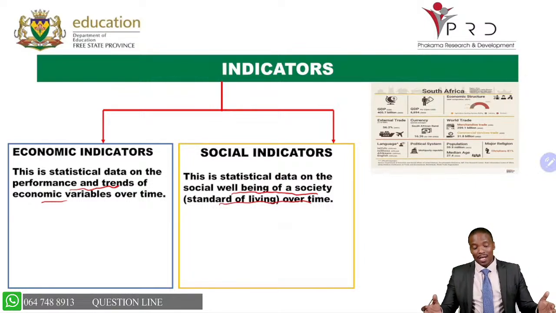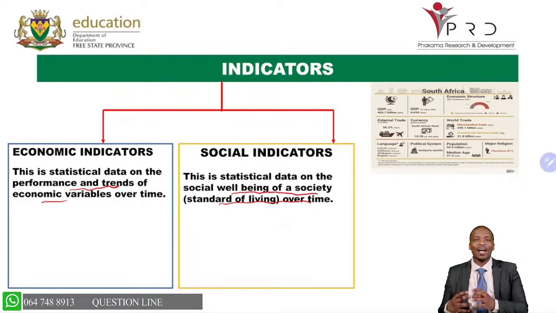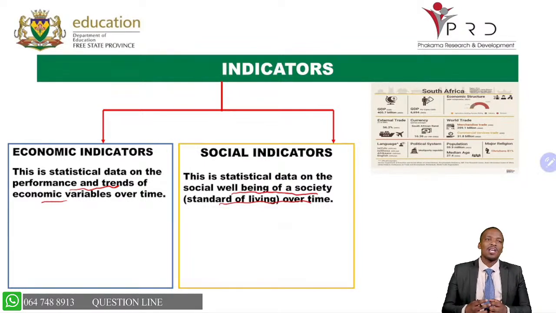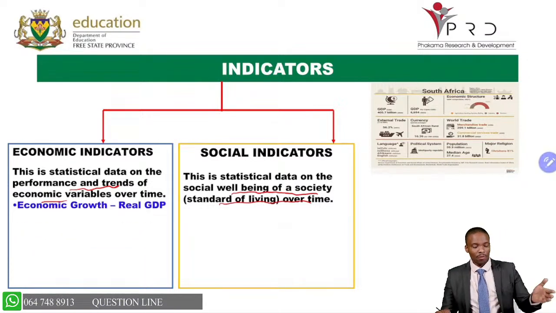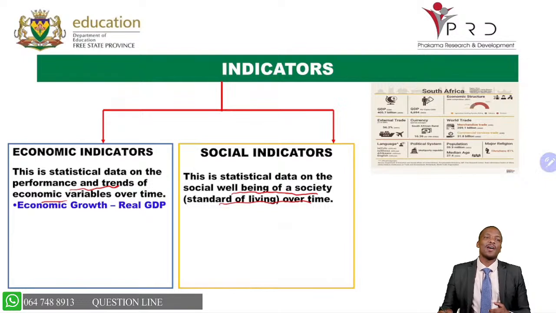But if you look at the social indicators on the other side, this one looks at the standard of living. That's where they get separated demographically in terms of race, in terms of gender, as well as where we are living. Therefore, social indicators focus on the standard of living. What are we looking at here? The whole economic growth of South Africa, that is the increase in the production of goods and services, which is measured in terms of real GDP.